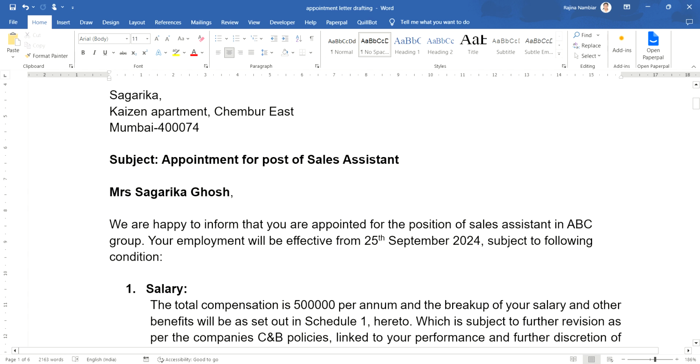So appointment for the position of, which position you have to mention. Here I've given it as sales assistant. Then salutation, Mrs. Sagarika Ghosh. We are happy to inform that you have been appointed for the position of sales assistant. You have to mention the position in the group company, and then your employment will be effective from the date, from which date it will be considered as effective under the following conditions.